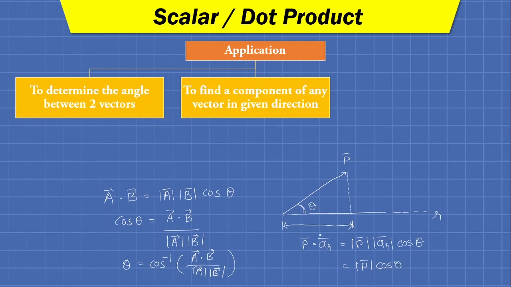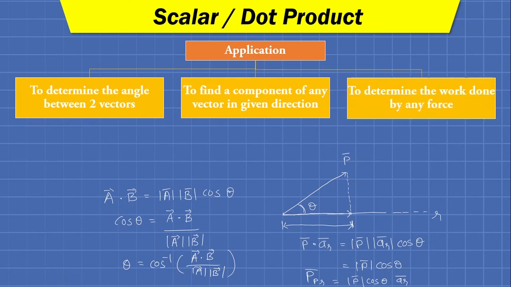Fine. If we want to show this in vector form, then let us say the projection of p on the direction of r in vector form can be written as modulus of p bar cos theta ar bar. Okay. So this is the second application of dot product. We can find the projection or any component of a vector in a given direction.